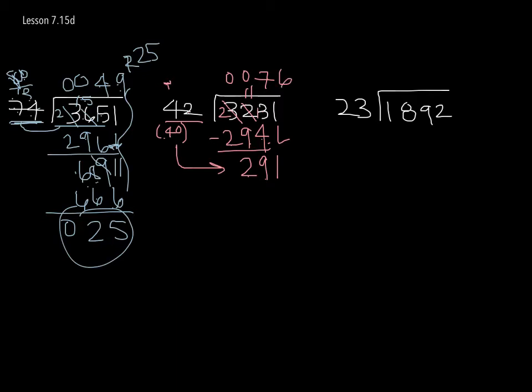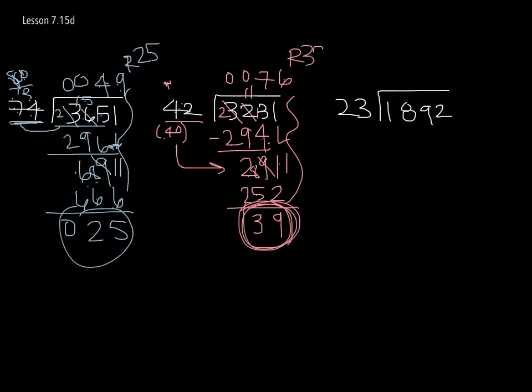Let's multiply that out. 6 times 2 is 12. Carry the 1. 6 times 4 is 24, plus 1, 25. Subtract that out. 1 less 2 can't do. Go to the neighbor. 9 becomes 8. 1 becomes 11. 11 less 2 is 9. 8 less 5 is 3. Okay. Now we have to look. Is our leftover less than that? If it is, it becomes our remainder of 39.